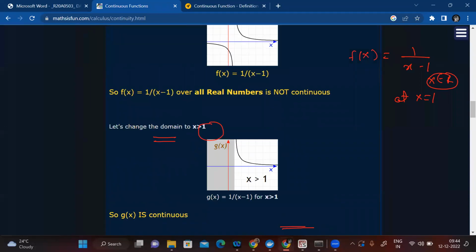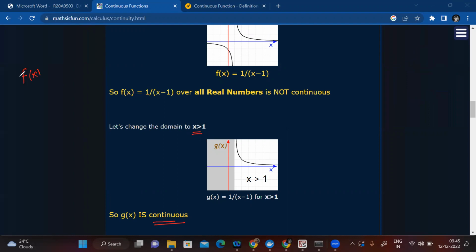Let's suppose, instead of taking 1, I'm just changing the domain. Instead of taking 1, I'm taking the values of x greater than 1. So in this case, this is going to be a continuous function. Understand the difference.